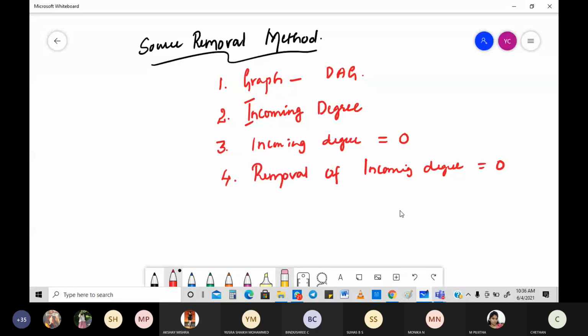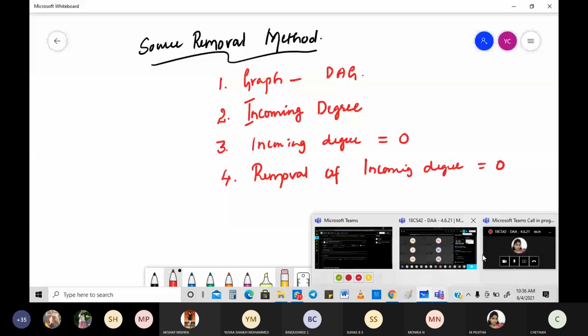So, what were the things I was talking about? These are the things to be kept in mind. You need to figure out what graph it is.